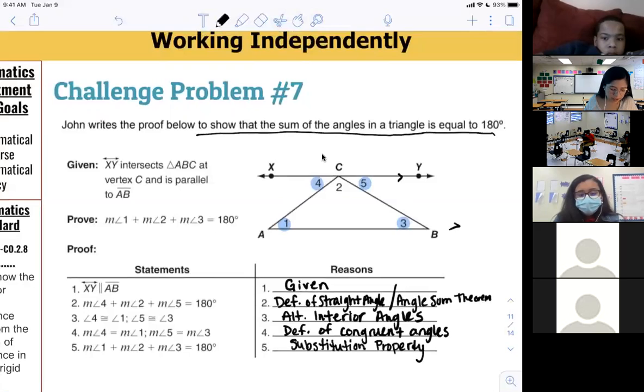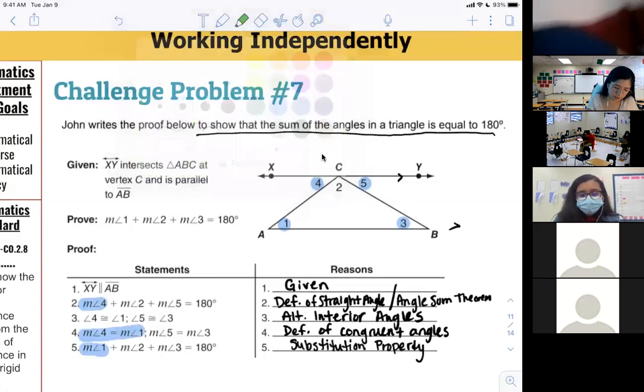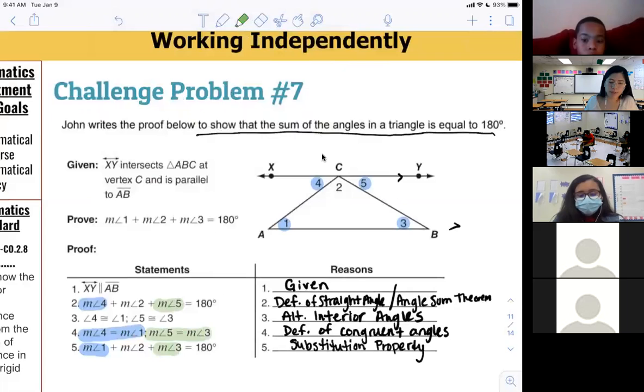And where exactly are we substituting? So take a look. Step 4 got replaced with step 1 because of that statement, and then 5 got replaced because of that statement. So they substituted from step 4 to step 5. This is the substitution property.